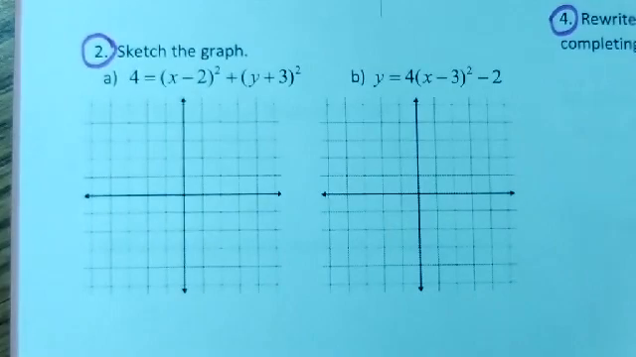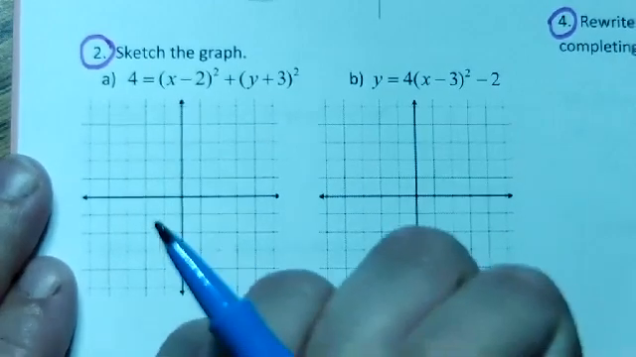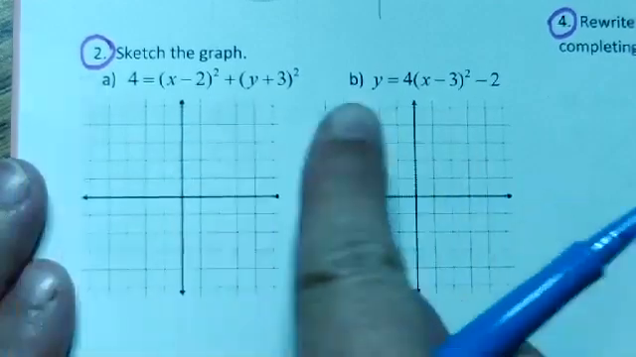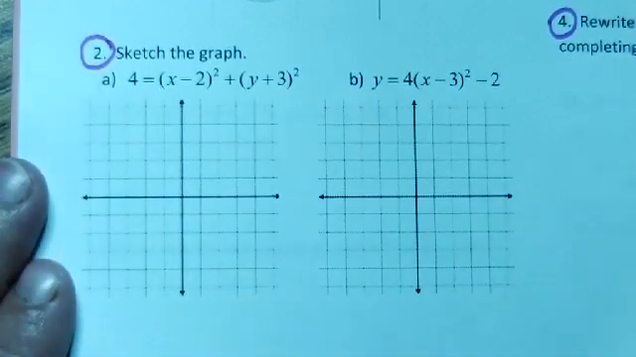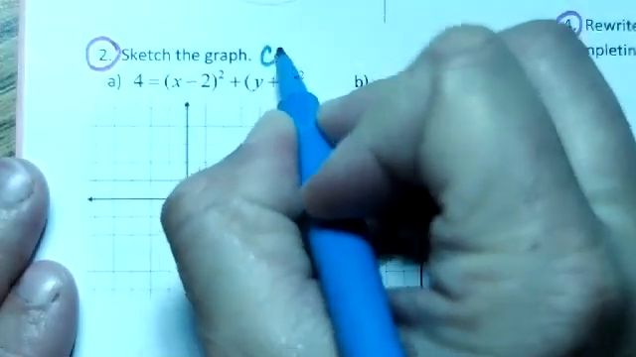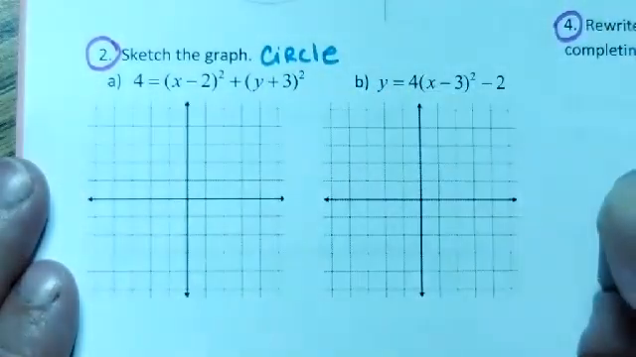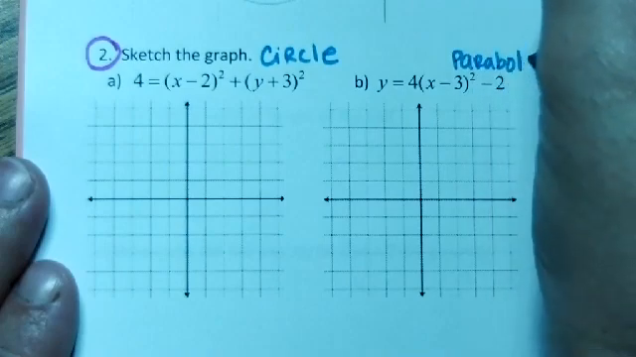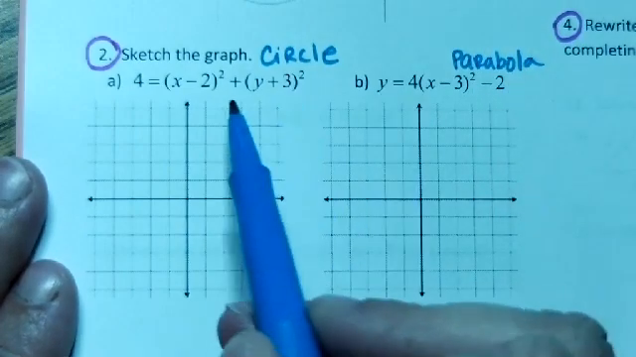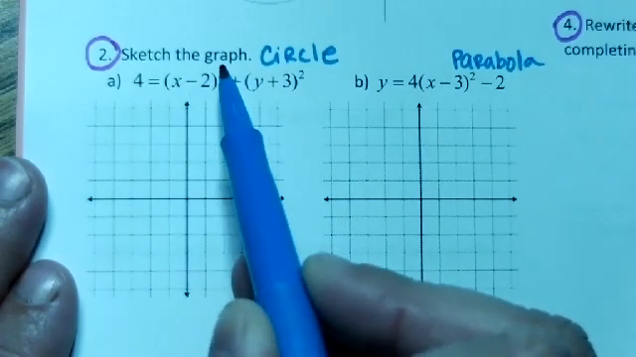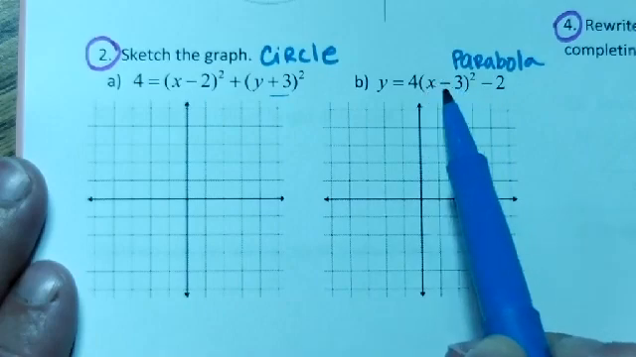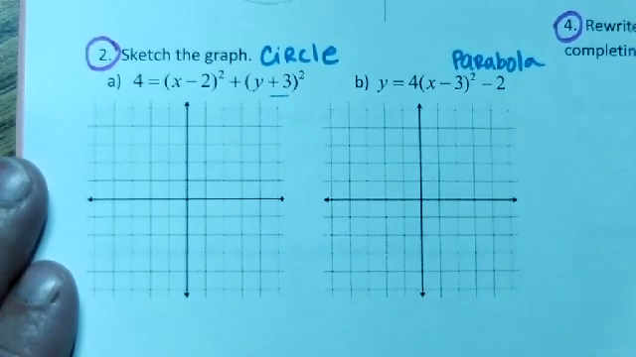So that's number 2. It says sketch the graphs. The reason that this one may have been a little bit hard is because in these two problems, you're graphing different things. Letter A, that's a circle. And letter B is a parabola. You can tell the difference because this one has x something squared plus a y something squared. This one only has the x something squared, so you know it's a parabola.